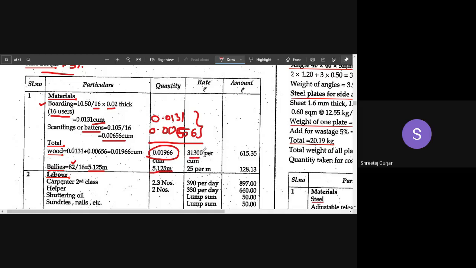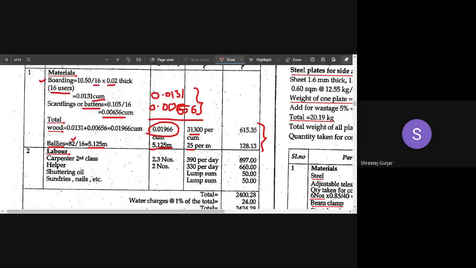Next, multiply by their rate. Timber rate per cubic meter is taken as 31,300. You can use your prevailing rates in your city, whatever rate it is there. So for our calculation, we are using 31,300 per cubic meter rate of timber, and per running meter rate we have taken as 25. So multiply, you will get the amount.